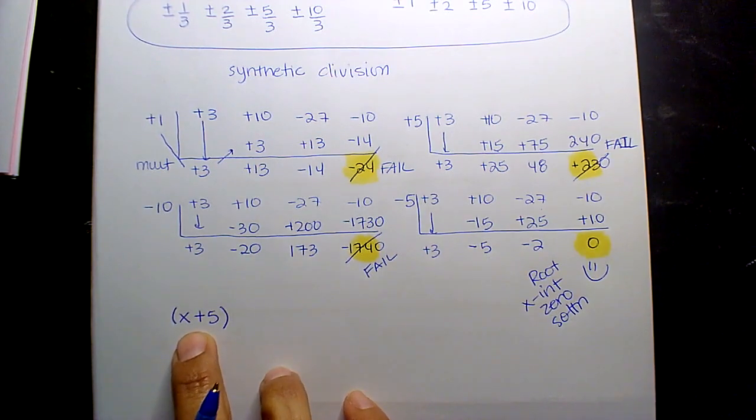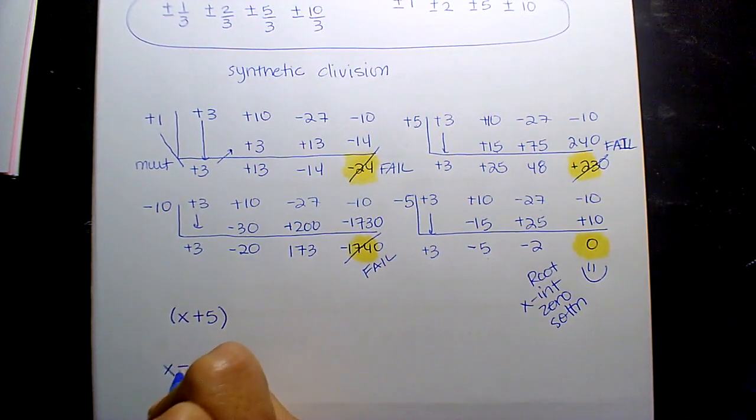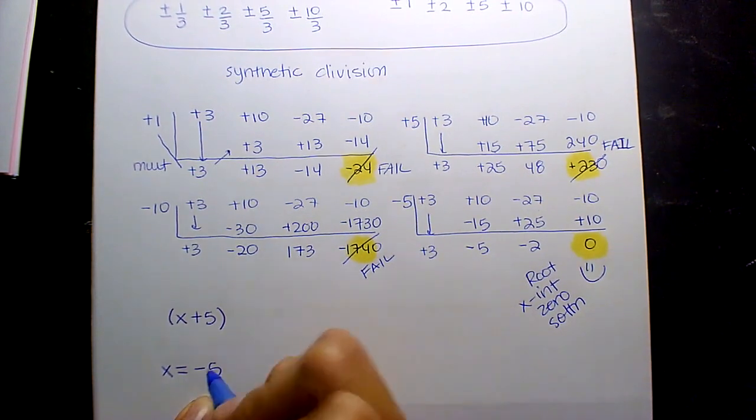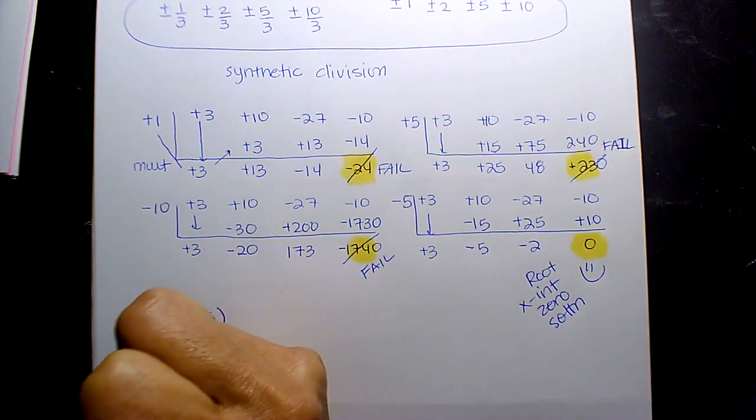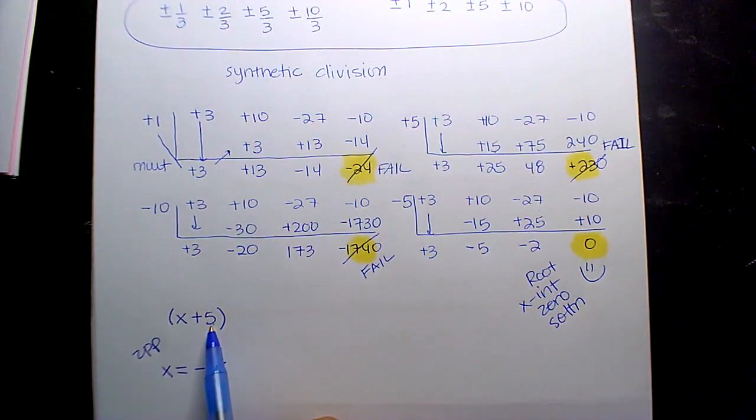Do you guys understand that? You have to switch it, the zero product property. Even though my root is negative 5, when you go opposite the zero product property, the ZPP, it's really x plus 5.